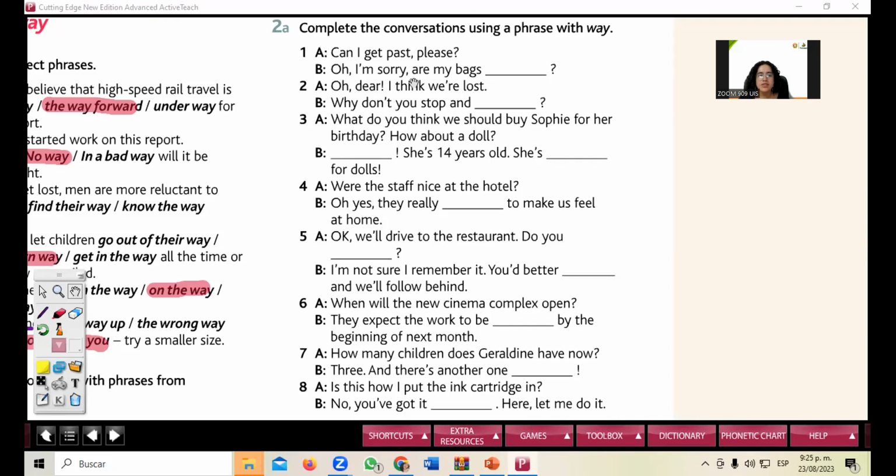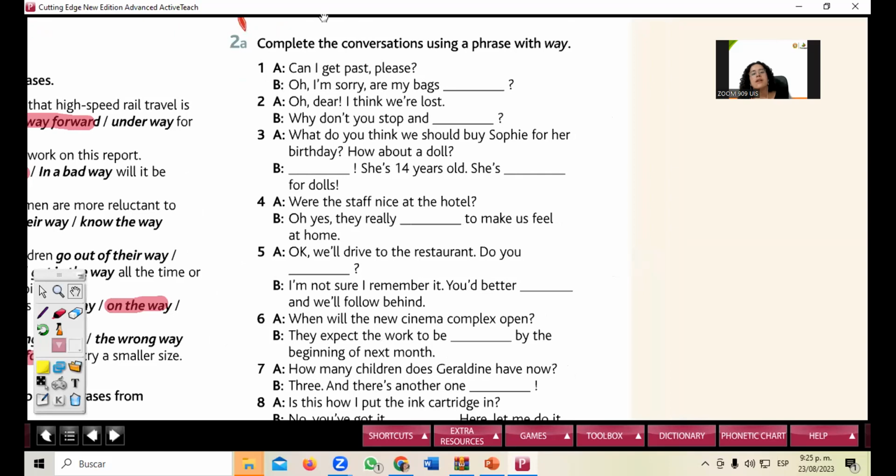So, Diego, let's start with you. The first conversation. Can I get past, please? Oh, I'm sorry. Are my bags in the way? Yeah, that's the answer. Are my bags in the way? Jorge, number 2. Oh dear, I think we're lost. Why don't you stop and ask the way? Ask the way.